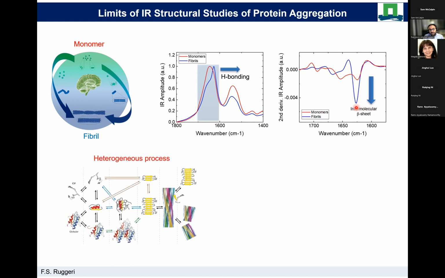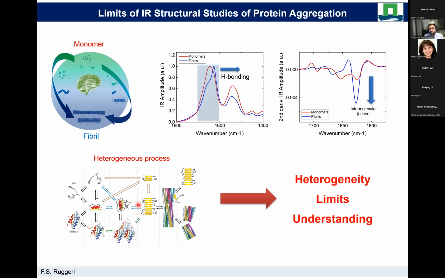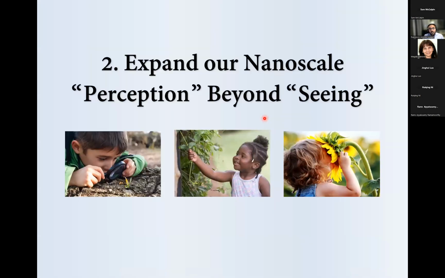However, again, as I said, we have a very heterogeneous process, and when we use bulk methods, we cannot have information on heterogeneity and properties of single species. Now, what is our aim? Our aim is to expand this nanoscale perception beyond seeing, and in particular, to develop methods that allow us to see at the same time our sample, to touch it, to measure its mechanical properties, but also to test it, and so having chemical recognition power at the single molecule level.